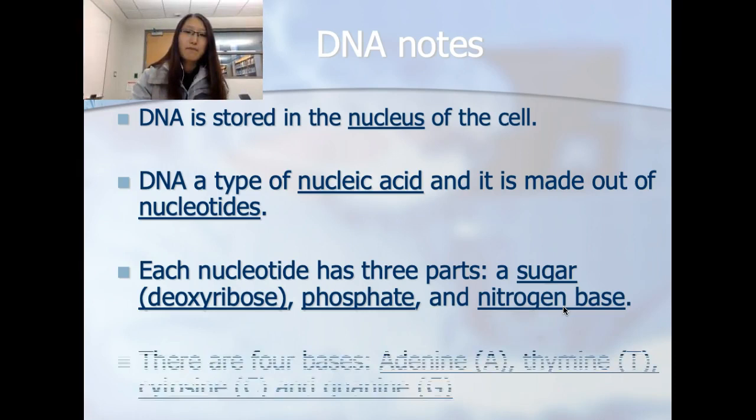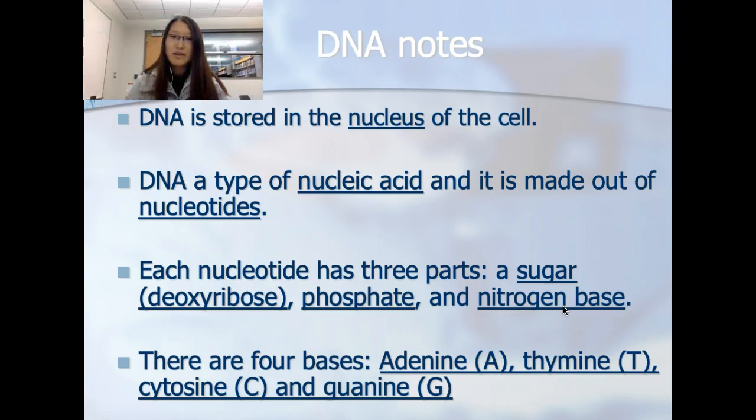Next one, there are four different bases: adenine, thymine, cytosine, and guanine. I'm not going to test you on the words, I'm only going to test you on the capitalized letters. So ATCG, repeat that three times, ATCG, ATCG, ATCG, okay? So those are the four DNA nucleotides, okay?